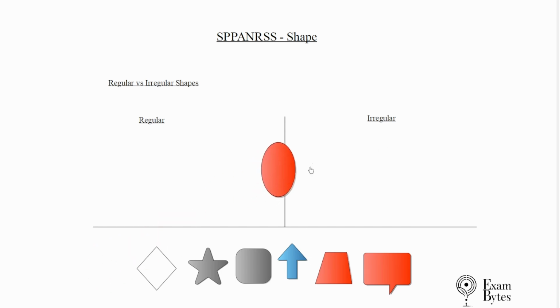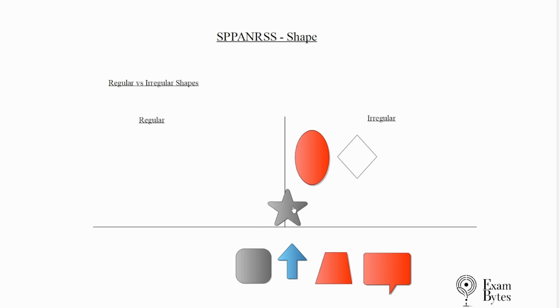Where does the oval go? Of course it goes in the irregular section. Remember, just because it's symmetrical does not mean it's regular. A regular version would be a circle. Where would this go? The four-sided shape. The four-sided shape now actually goes with the oval. And the reason for that, if you're confused, is because these two angles are not the same as these two angles. And all the angles have to be the same, not just the edges.